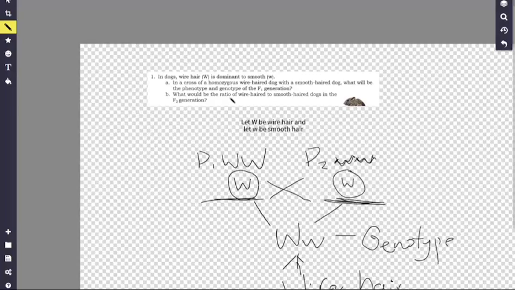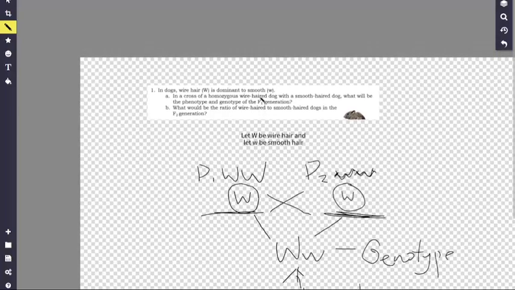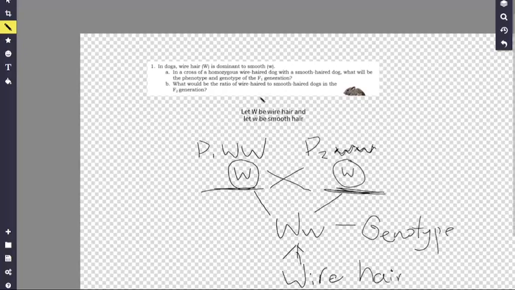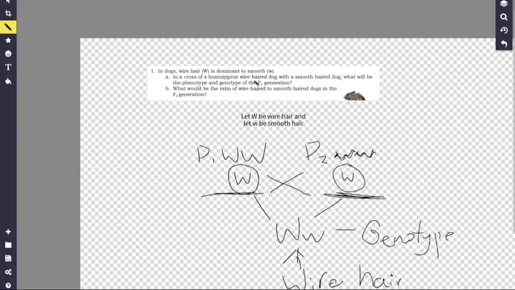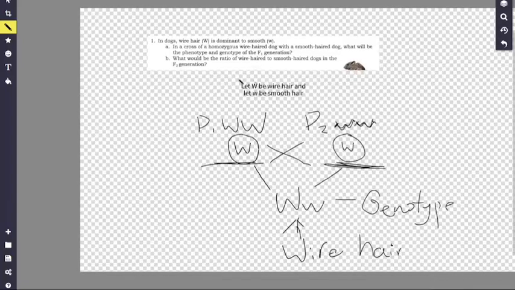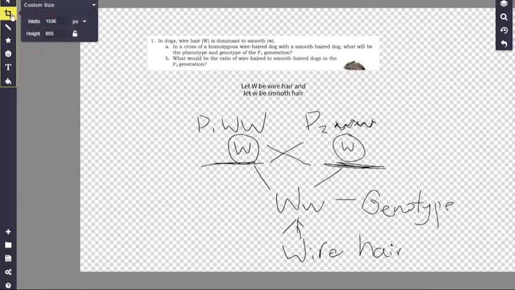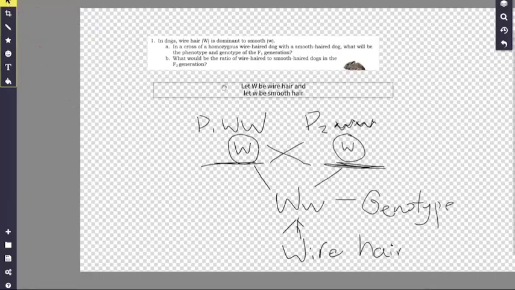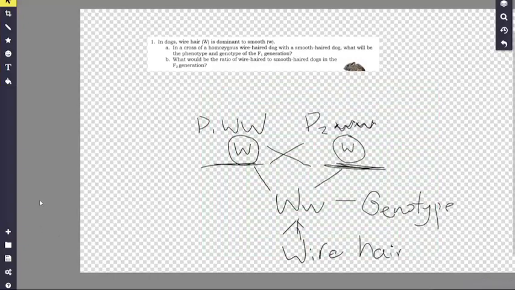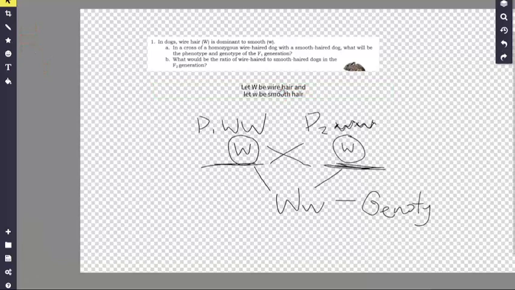Now, what would be the ratio of wire-haired dog to smooth-haired dog in the F2 generation? When the question doesn't tell you anything else, it usually just means that you're self-crossing. So basically you're doing Ww and Ww. Can I delete all of this? Alright, so I'll just do that.